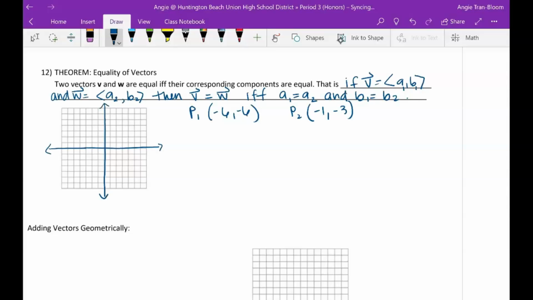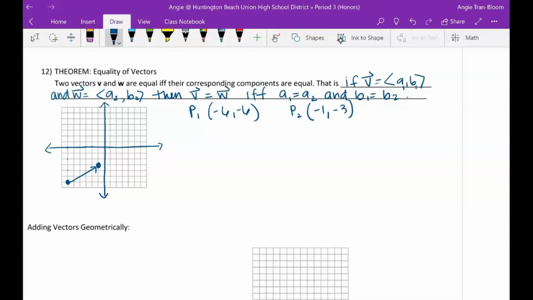And plot those. Okay, so here we go. Negative 6, 2, 4, 6, and down 6, 2, 4, 6. There's your first point, -1 comma -3. I'm just trying to make a vector here. Okay, so that is going to give me one vector. Let's call this vector what? W or V? V first.